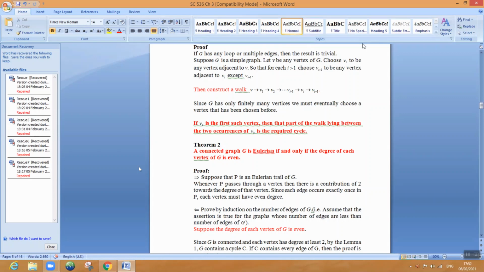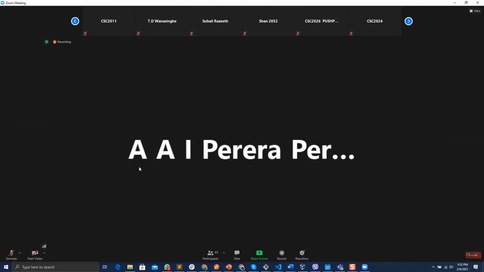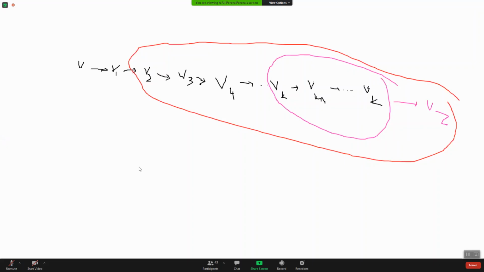So whenever the graph is Eulerian, suppose these are the vertices of the graph. If the graph is Eulerian, you start from somewhere, you come to this vertex. So if it is Eulerian, we have a closed trail. So you go to the vertex and go out.